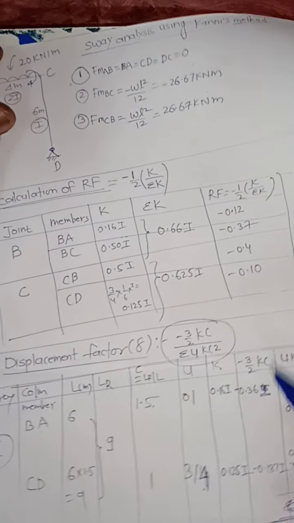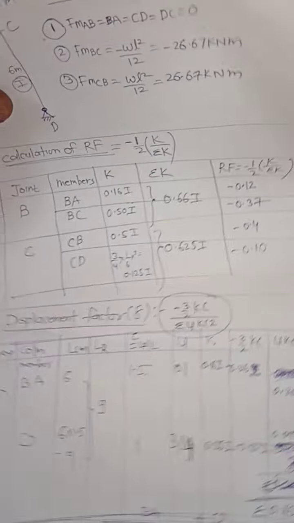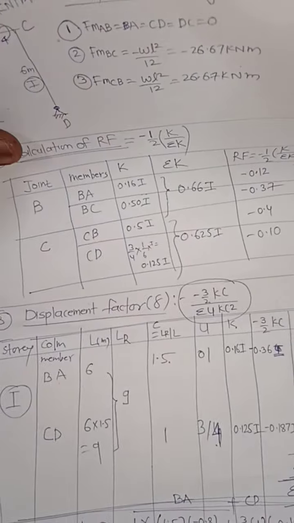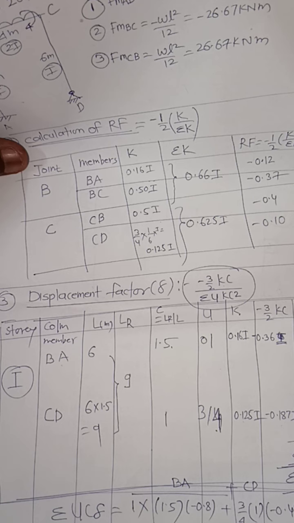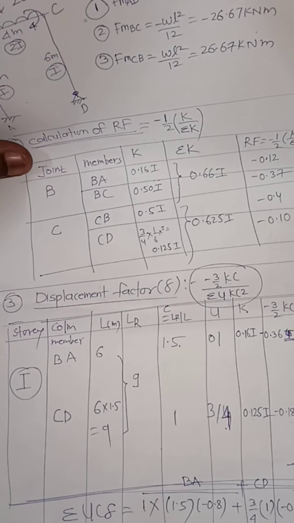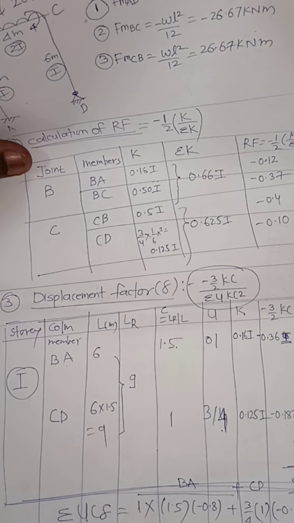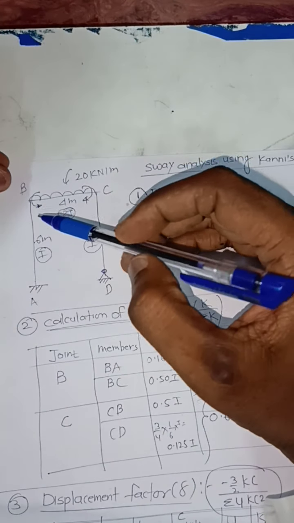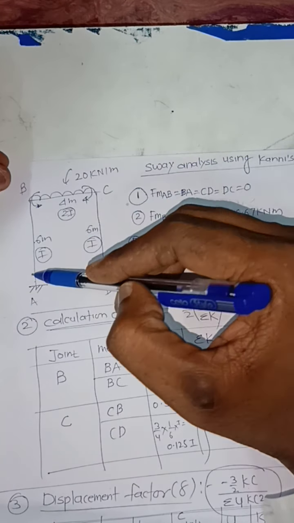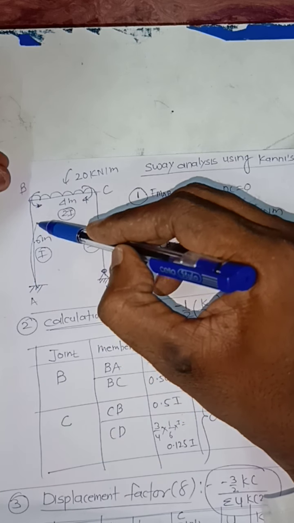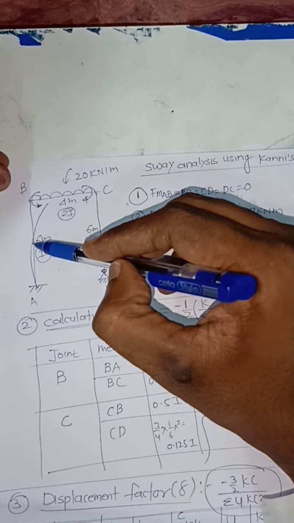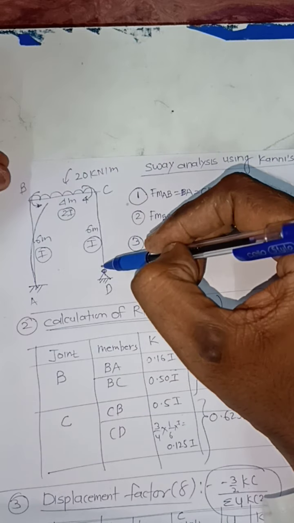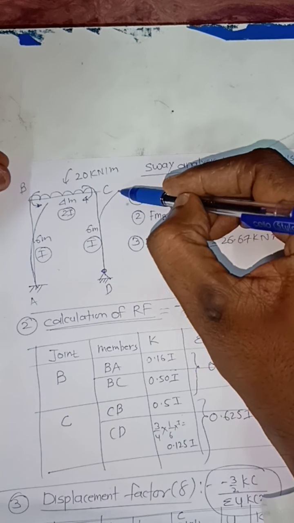Now the next step is the calculation of the displacement factor. This is the additional step that comes under the sway analysis. Why do you have to calculate the displacement factor delta? Because of the effect of the sway, this column will try to move in this direction. The deflection will be like this, and here the deflection will be like this.